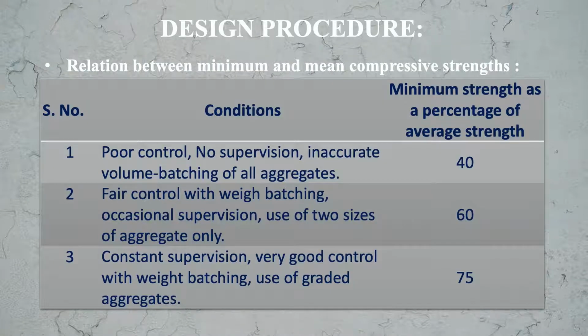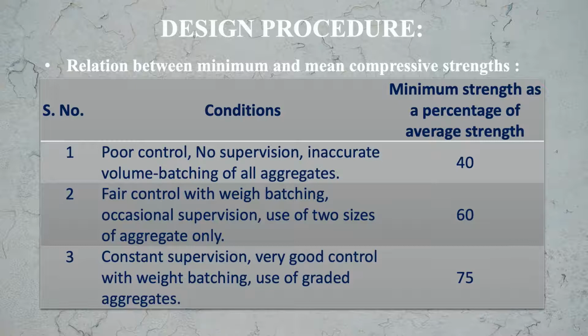Here you see in this table the relationship between minimum and the mean compressive strength. In second column, conditions are given. In third column, the minimum strength as a percentage of average strength is given. That is, what minimum strength as a percentage of average strength will be required or should be achieved. So first condition, if you look there in the table, with poor control, no supervision, inaccurate volume batching of all aggregates, then minimum strength as percentage of average strength will be 40%.